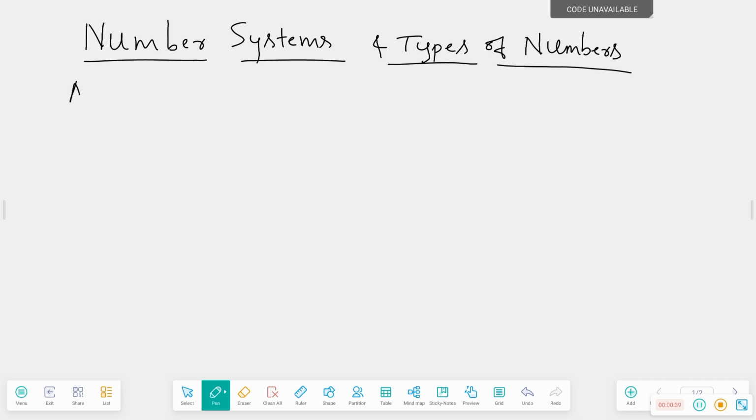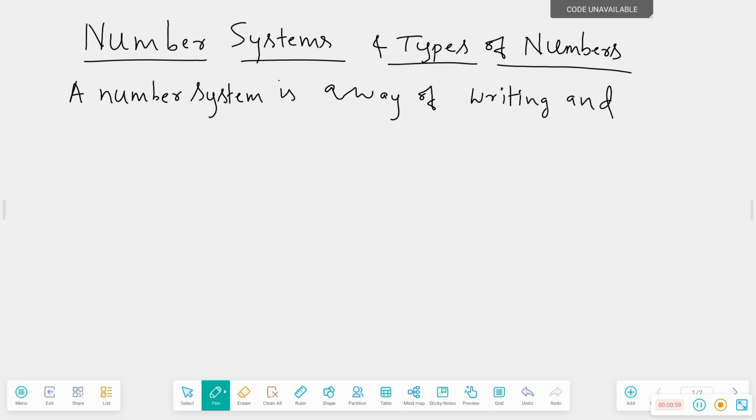A number system is a way of writing and representing numbers. That's it. So there are many number systems that we are using.